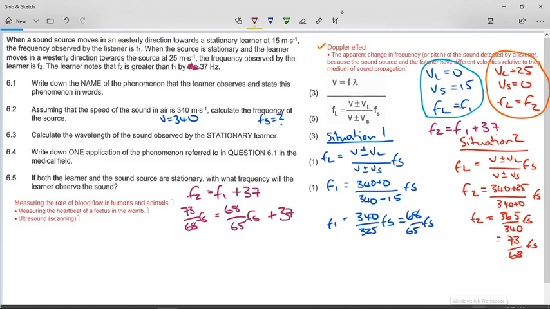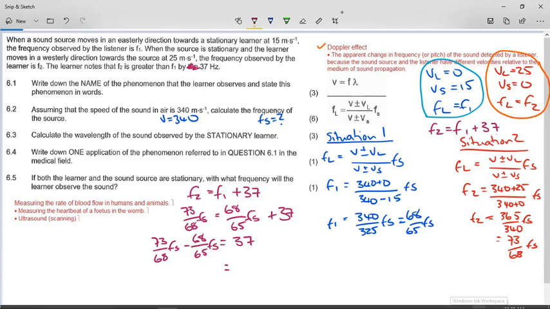Okay, so now what do we have here? We just have like terms. So if we take the 68 over 65 over the equal sign, we get 73 over 68 frequency of the source minus 68 over 65 frequency of the source equals 37. And now, because we're basically in the last step of our calculation, we can end up with our answer.